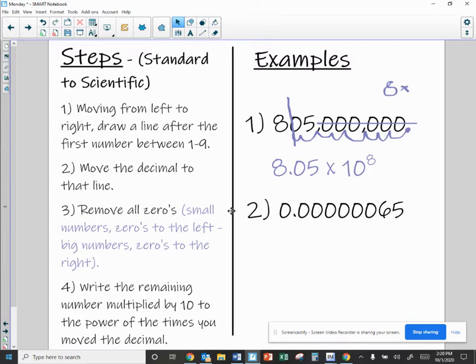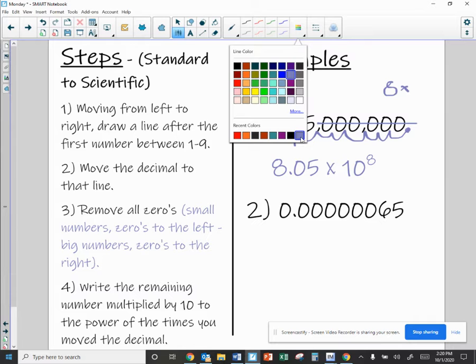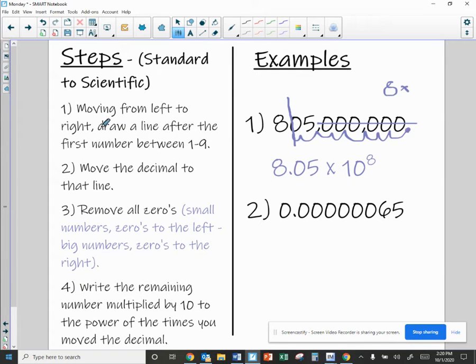This number 2 example is a small number. It's very small. That's why all the zeros are in front of it. So I'm going to do the same exact steps. Moving from left to right, I am going to draw a line after the first number between 1 and 9. So I'm looking through here and all of these numbers are 0, so that doesn't work. 6 is my first number between 1 and 9, so I draw a line there.